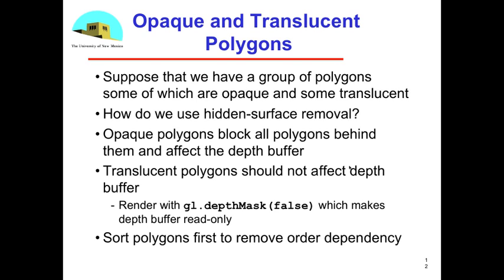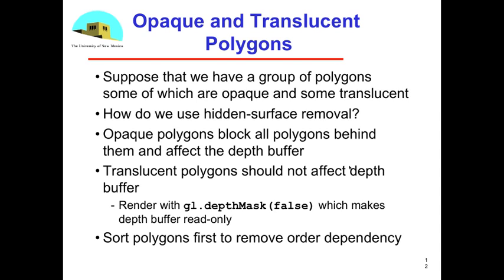The problem is, what happens if a translucent polygon comes along? If it's translucent and you render it, what do you do with the depth buffer? You shouldn't use that translucent polygon to change the depth buffer, because with a translucent polygon, you can still see a polygon behind it that might arrive later in the rendering process. So what you want to do is turn off the depth buffering, or the hidden surface removal, whenever you have a polygon whose translucency is not equal to 1.